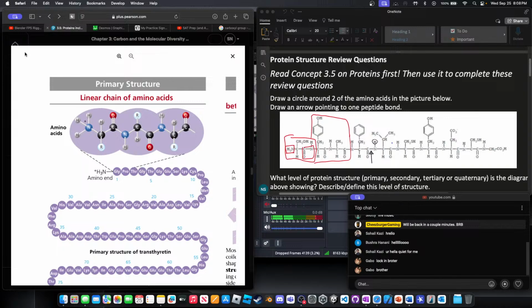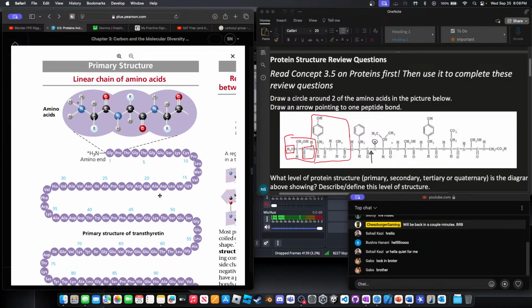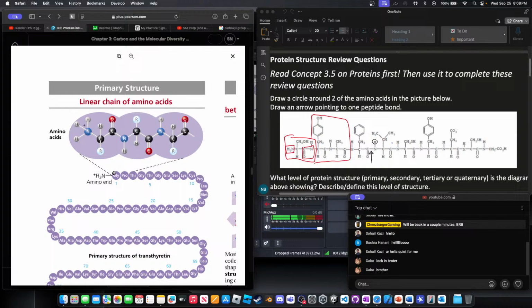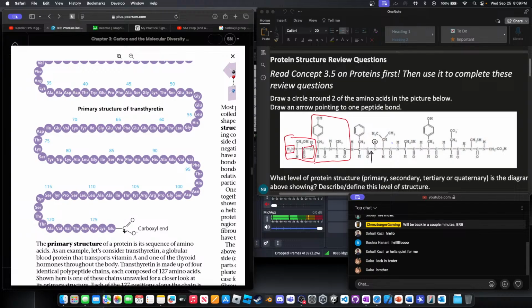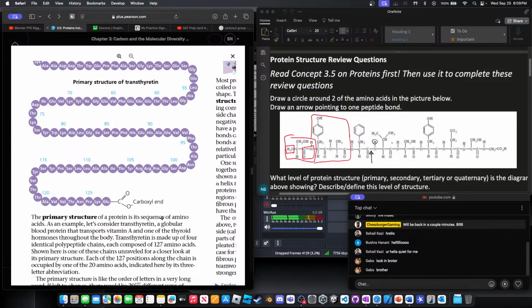Okay, anyways, so here's different amino acids all chained together. Primary structure of this amino end would be called something, I forgot what it was called. Anyways, here's your carboxyl end. So it always ends in a carboxyl group. What was it? O minus. The primary structure of a protein is a sequence of amino acids.